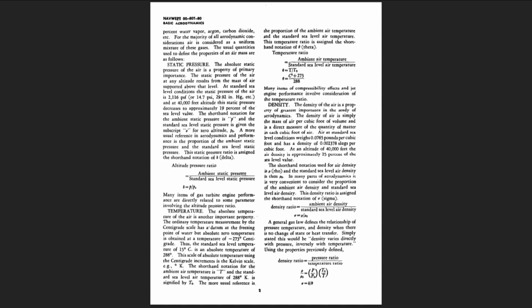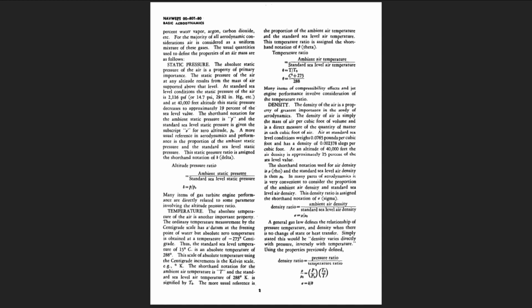The shorthand notation used for air density is lowercase rho, and the standard sea level air density is then lowercase rho naught. In many parts of aerodynamics, it is very convenient to consider the proportion of the ambient air density and standard sea level air density. This density ratio is assigned the shorthand notation of lowercase sigma. Density ratio equals ambient air density over standard sea level air density, or lowercase sigma equals lowercase rho over lowercase rho naught.